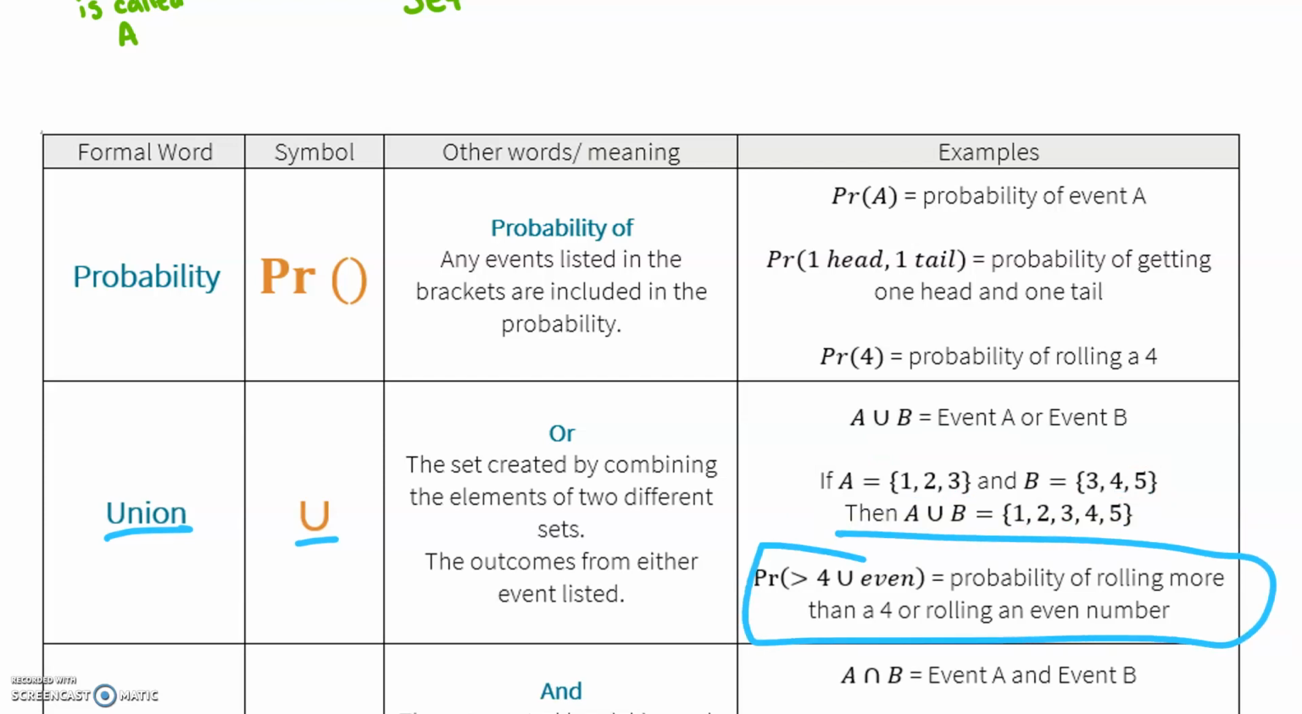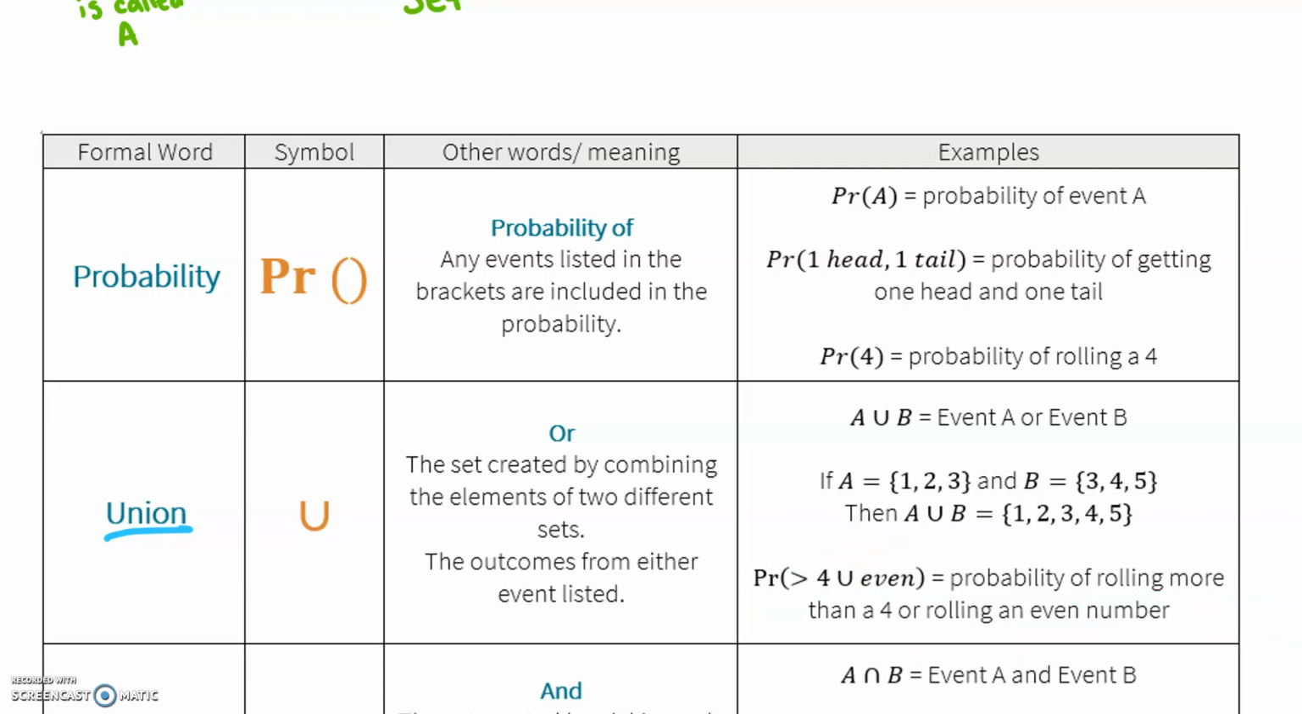Okay, last one. Probability of rolling, so probability of, that's this part, greater than 4 or more than a 4, or, this is that union, rolling an even number. There's a little bits in that.